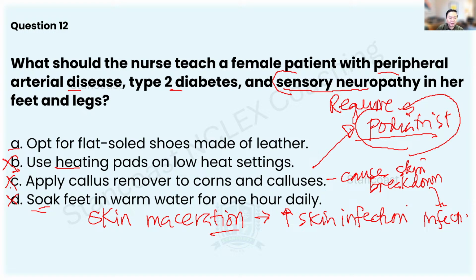So letter A, opt for flat-soled shoes made of leather. What's the rationale on this one? It simply means that the shoes are well-fitting, and the characteristic of leather can also prevent foot injury. It can also accommodate the changes in their feet due to the neuropathy and poor circulation. Much more flexibility. So the correct answer here is letter A.